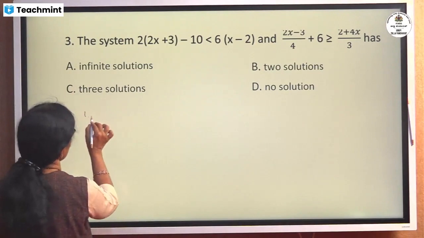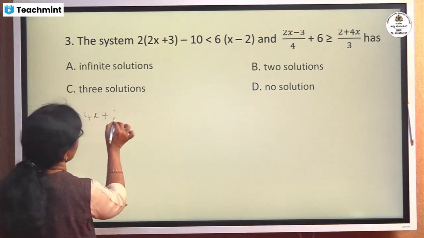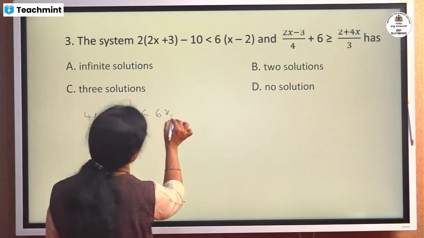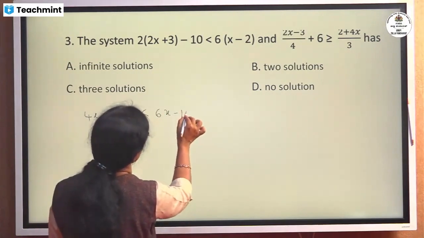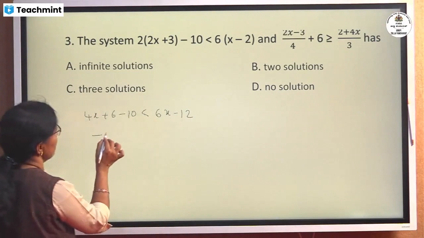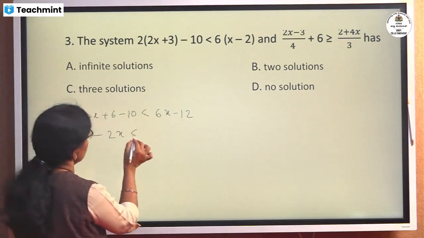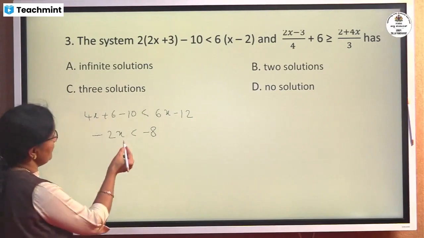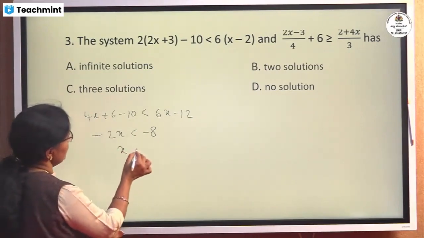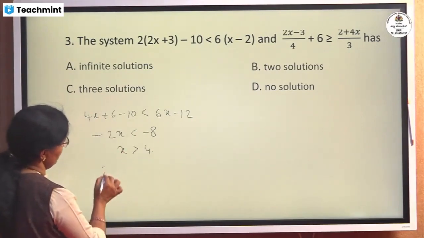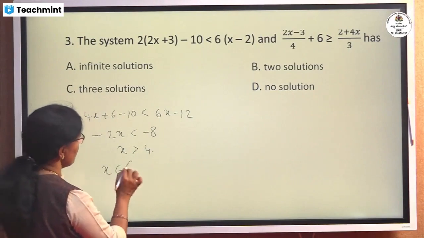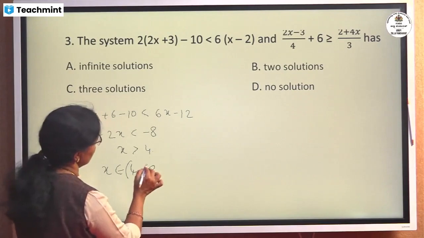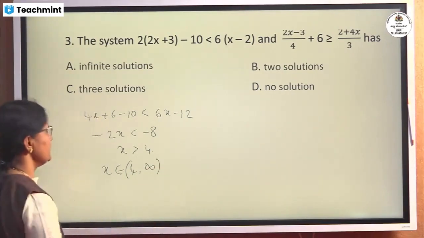So the answer: 4x plus 6 minus 10 is lesser than 6x minus 6 into 2, that is equal to 12. Here you will get minus 2x lesser than minus 8. So here the inequality reverses. X is greater than 4. Therefore, x belongs to which interval? Greater than 4 means 4 to infinity. You have to take this interval.